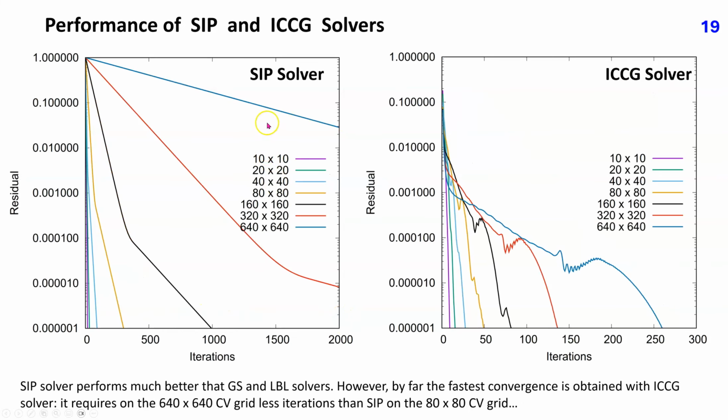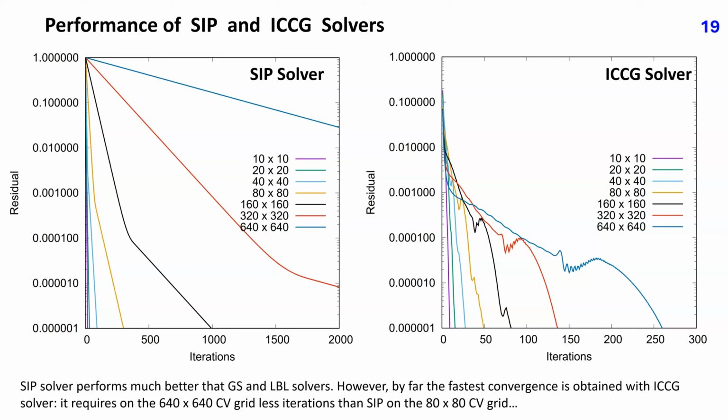This slide shows the performance of SIP and ICCG solvers. ICCG solver needs much less iterations to reach the convergence criterion than the SIP solver. The convergence is smooth in the case of SIP solver, but interestingly, the slope of the line changes at some stage and the convergence becomes slower. This behavior was not present in the case of Laplace equation.